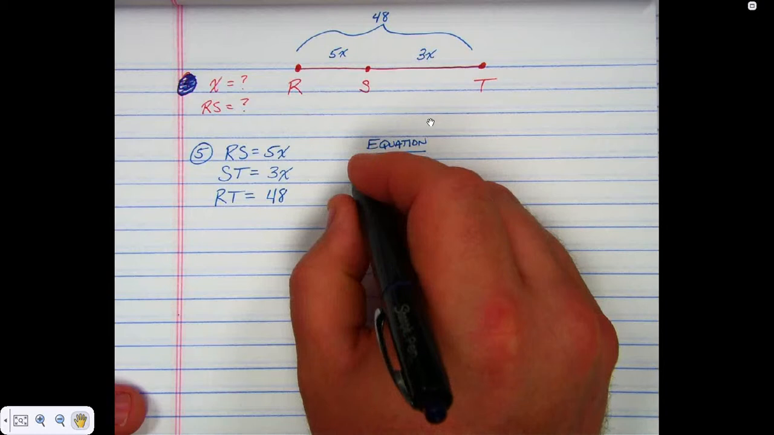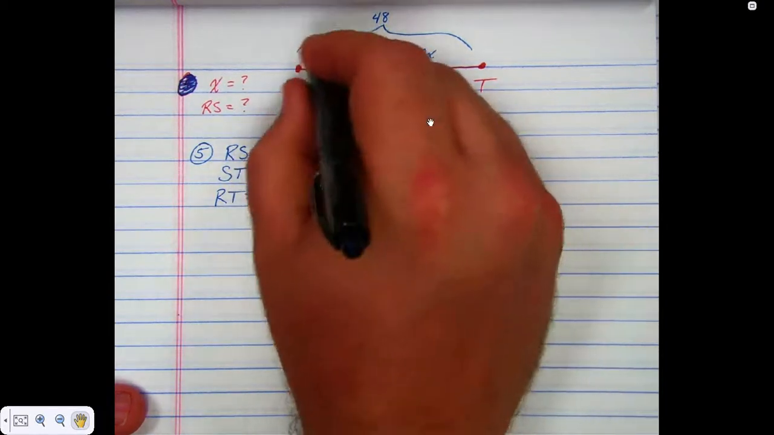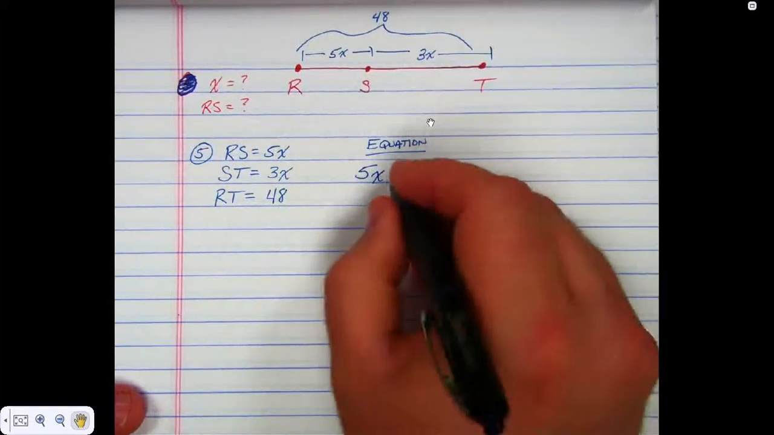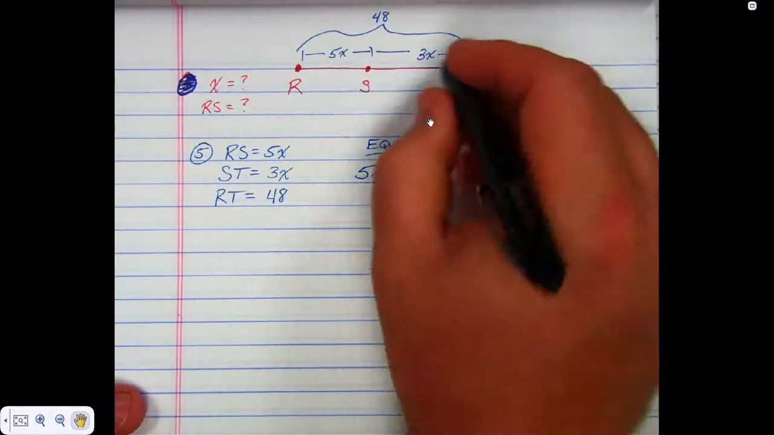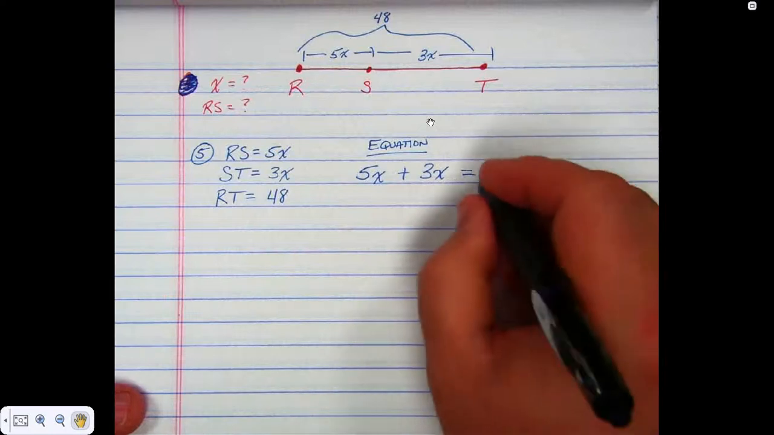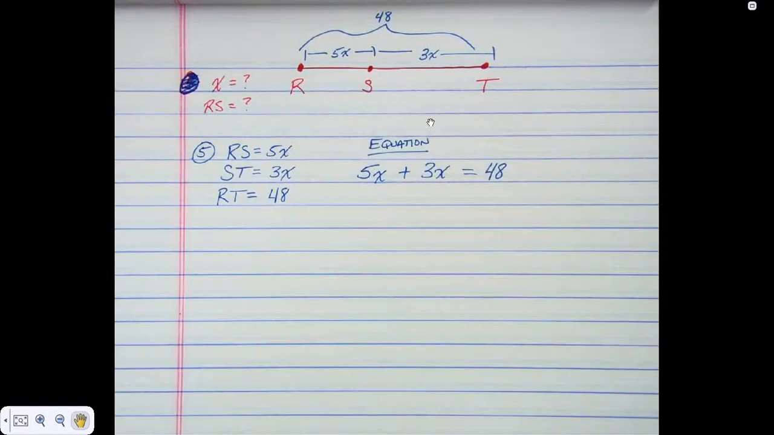8x. No, I don't want them added together. 5x is this part from here to here, right? Yep. Plus, added to this part, which is what? 3x. Would equal the whole thing, which is? 48. You've created a valid equation, haven't you?